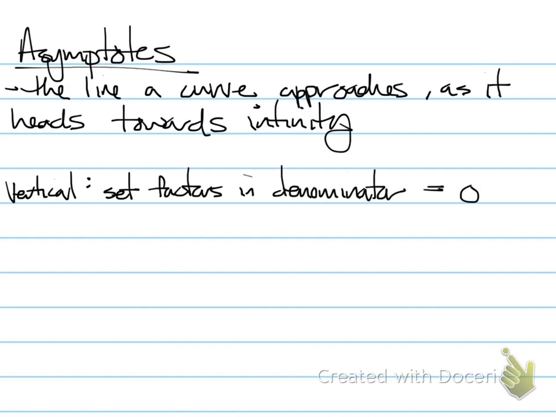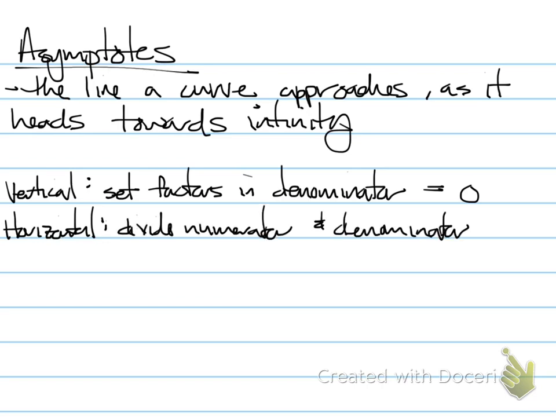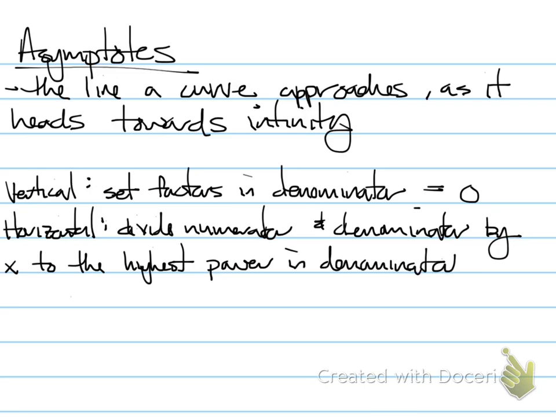Vertical asymptotes: you set the factors in the denominator equal to 0 to find the equation of the vertical asymptotes. To find the horizontal asymptotes, you want to divide the numerator and denominator by x to the highest power in the denominator. So if the highest power in the denominator is x to the 4th power, you want to divide the numerator and denominator by x to the 4th power.